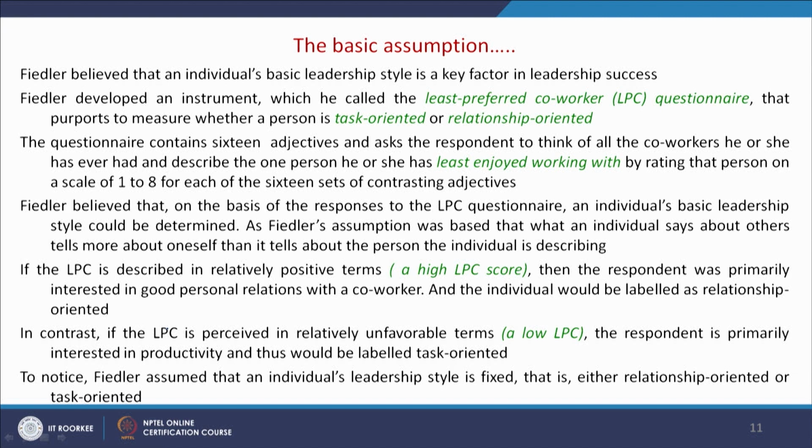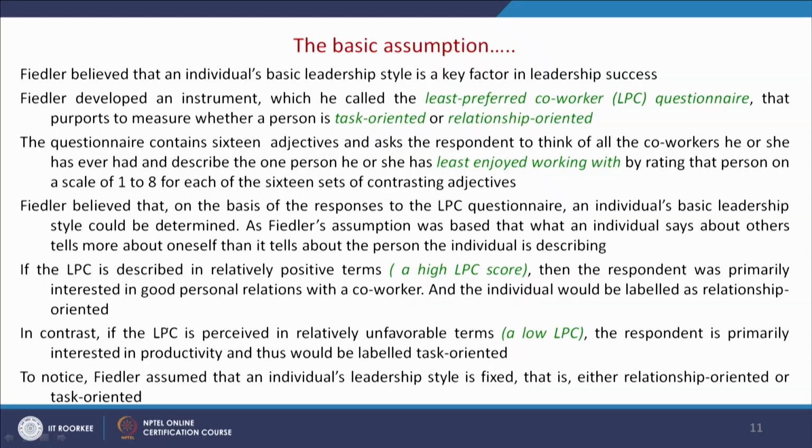That means, when a person is ranking or rating the other person on a scale of 1 to 8. So, basically if the person has responded on a scale of 8 about the other co-worker, then the person is actually talking about his own preference basically. So, if the preference is high, the high score on LPC is supportive or warm, then the person is actually showing more inclination towards relationship management and prefers to be a relationship oriented leader.